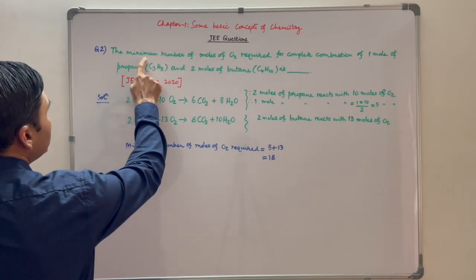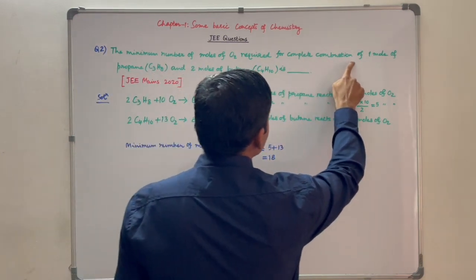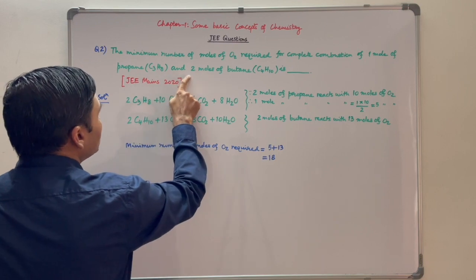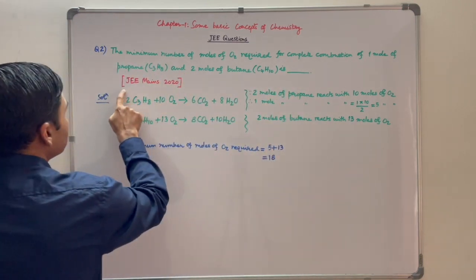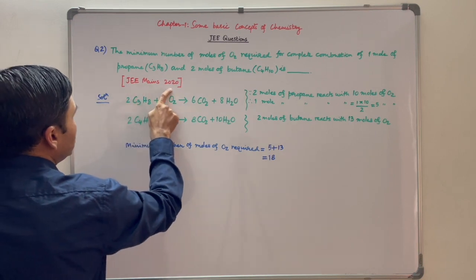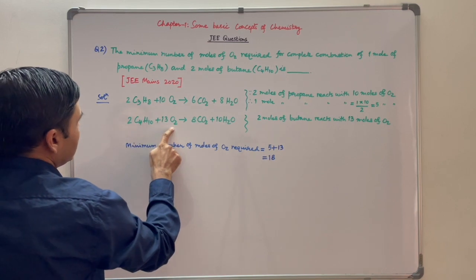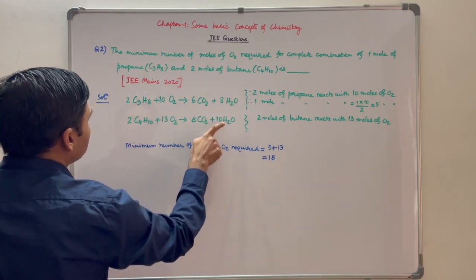Second question: the minimum number of moles of O2 required for complete combustion of 1 mole of propane C3H8 and 2 moles of butane C4H10 is. This question appeared in JEE Mains 2020. Combustion means reaction with oxygen. First step is to find out the balanced chemical equation.